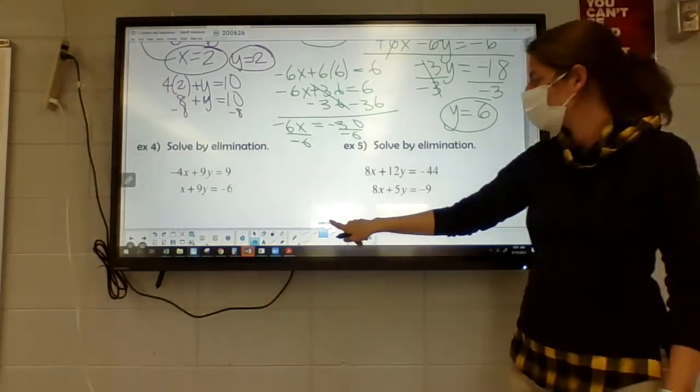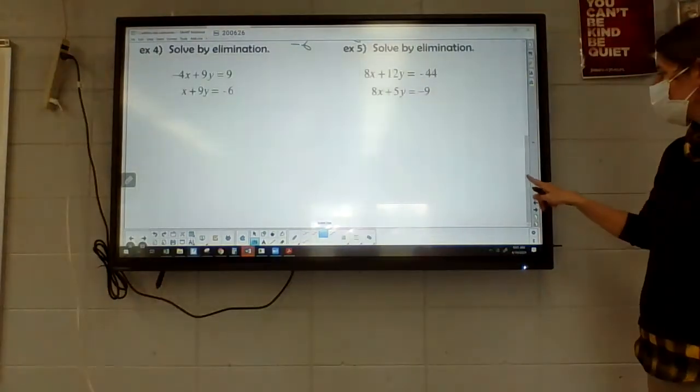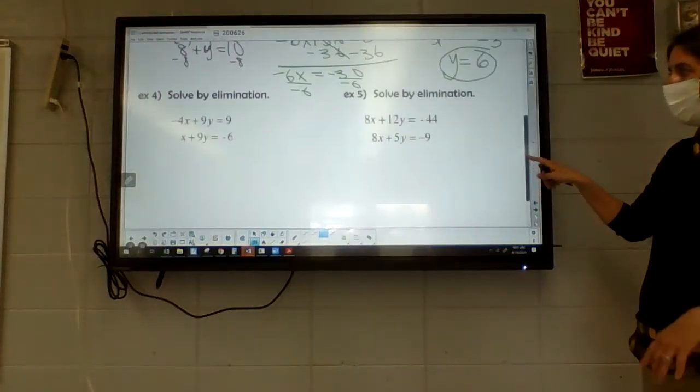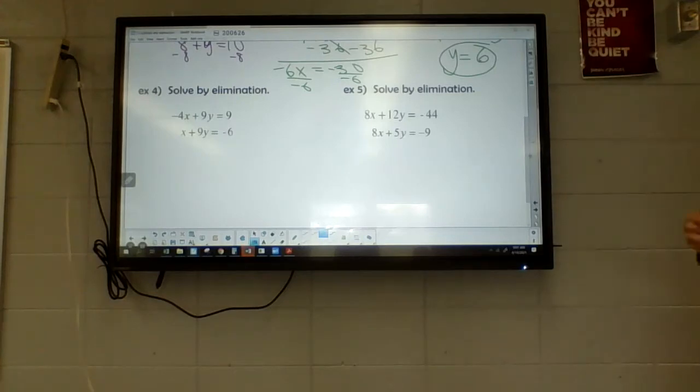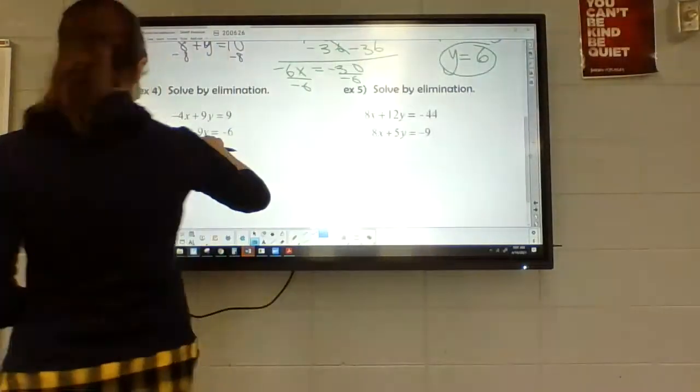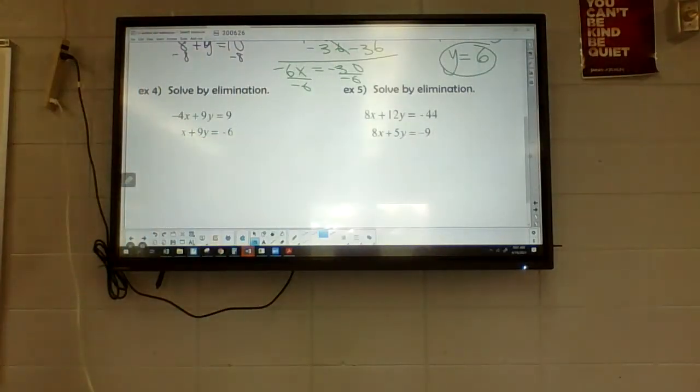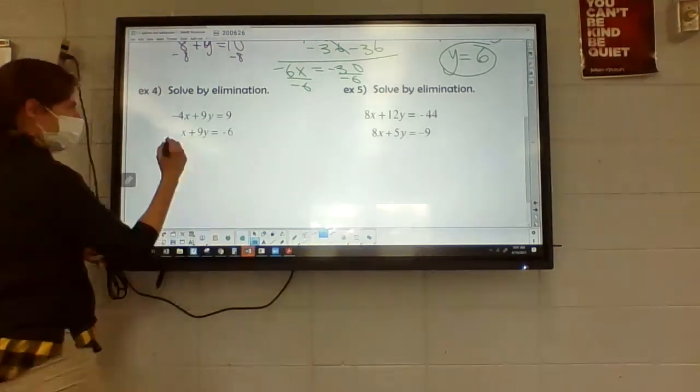So on these last couple, again, watching out for the fact that we want them to be opposite signs. So we have 9y and 9y. That's going to be 18y. That doesn't work for us. So we have to change it to a subtraction problem.